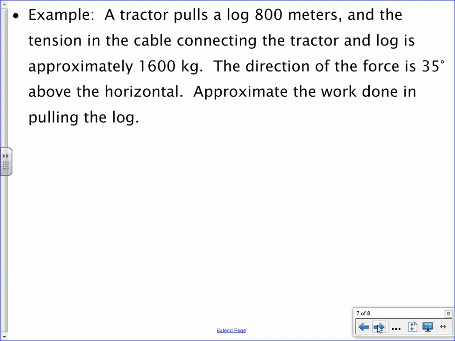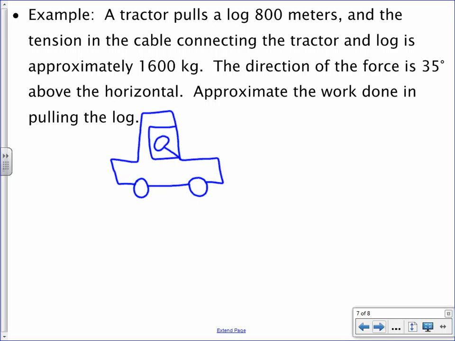Okay. Are you kidding me? A tractor pulling a log? This is about like as real as it gets. Okay, so we have a tractor pulling a log. Wow. The picture doesn't really matter, okay?